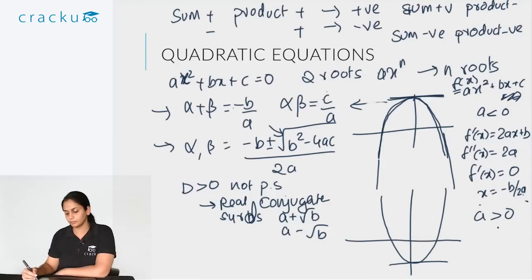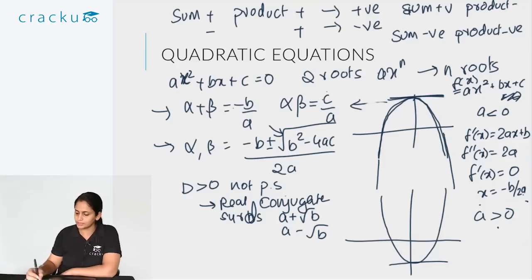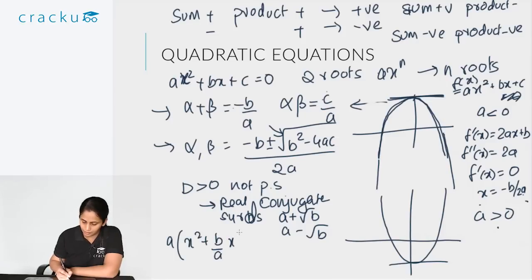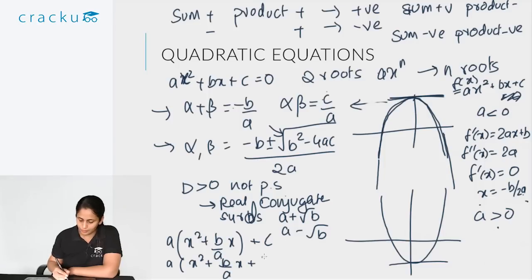In case you are not comfortable with differentiation, you can change this equation in such a way that you express it as a perfect square plus a constant value. Once you have that, you can find out where the minima will occur. So for example, ax square plus bx plus c, you can say that is a into x square plus b by a x plus c. Now I can represent this as a perfect square of the form x square plus b by a x plus b square by 4a square.